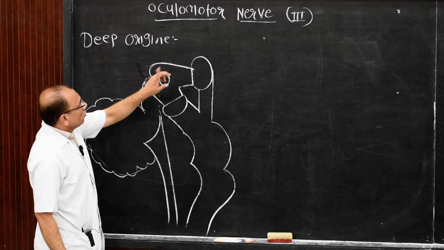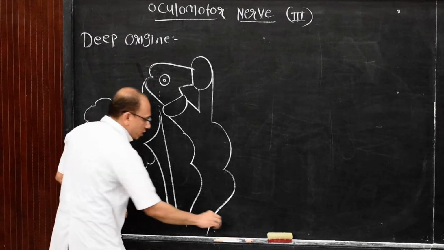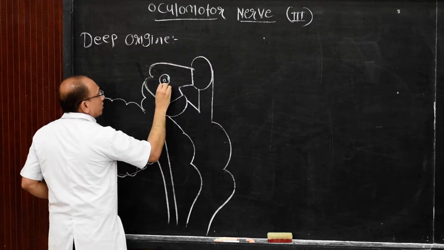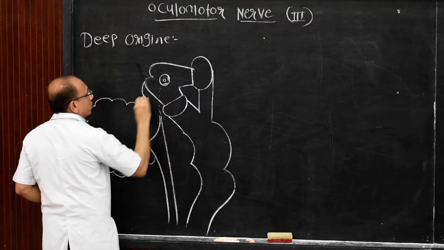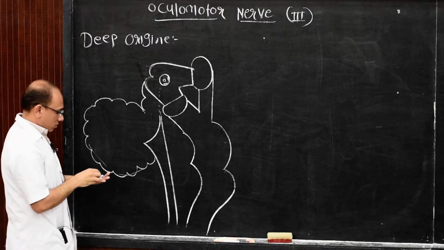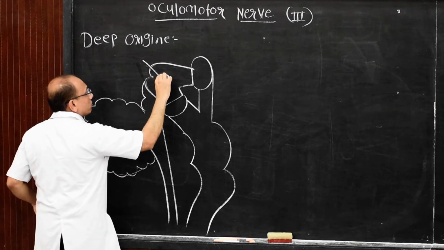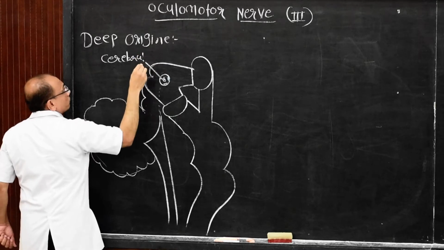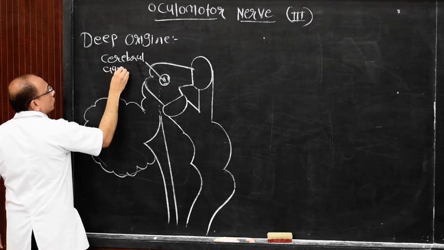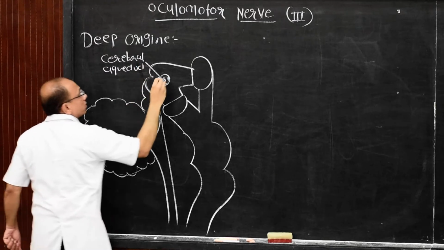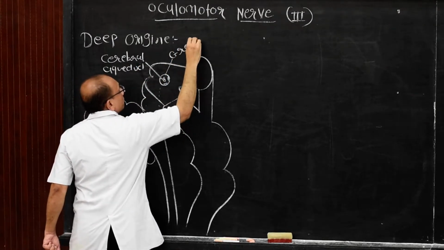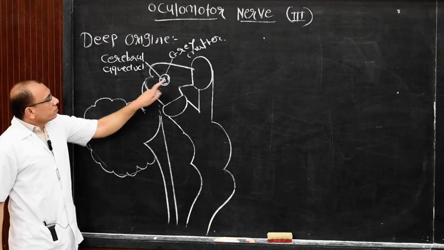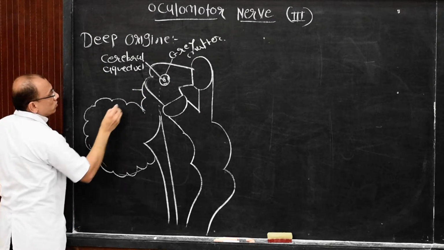So the deep origin of the oculomotor nerve: the oculomotor nucleus is situated at the periaqueductal gray matter. This one is the deep origin. This one is the cerebral aqueduct, and this one is the gray matter, at the level of the superior colliculus. This one is the superior colliculus.